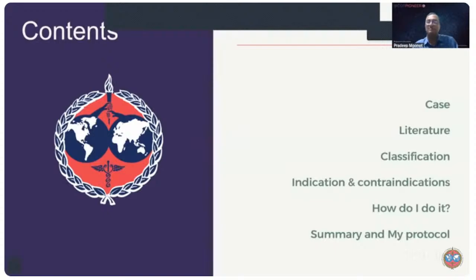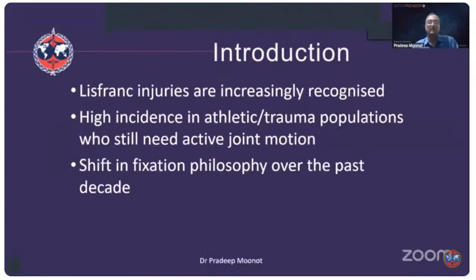Introduction: Lisfranc, everybody knows, and we've been talking about it. Because of the increasing awareness, we've been recognizing Lisfranc injuries quickly and nicely, and also having surgery done. Also, there is a high incidence in athletic or trauma populations who still need active joint motion. And we heard from the previous speaker how fusion can be done, but would you do a fusion in athletic patients? And there is a shift in fixation philosophy over the past decade.